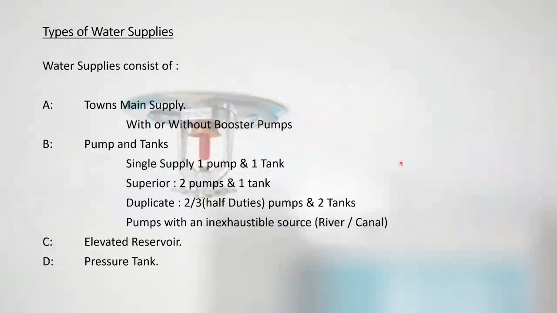Well, sprinkler systems aren't any use if you don't have a water supply. Okay, no water in at one end means no water out at the other end, means no sprinkler. So they can either be a town's main supply, with or without booster pumps. Pump and tanks, you get single, which is one pump, one tank. Superior, which is two pumps and one tank. Duplicate, could be two pumps or three pumps, two tanks, and they can also be fed from an inexhaustible source such as a river or canal.